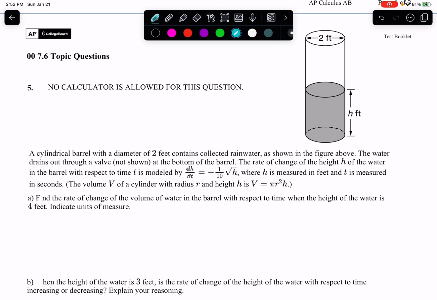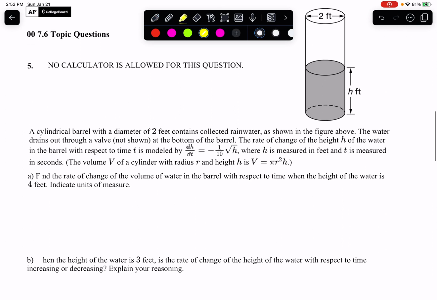I can see my cylinder over here. All right, so we got a barrel. It gives us the information. It's got a diameter of 2 feet, so I have to remember a radius would be half that. It's draining out of a valve that's not shown. The rate at which the height of the water in the barrel changes with respect to time is modeled by this decreasing rate, and they give you the dH/dt, the rate the height is going down, where h is in feet and t is measured in seconds, and then they give you the volume formula for a cylinder.